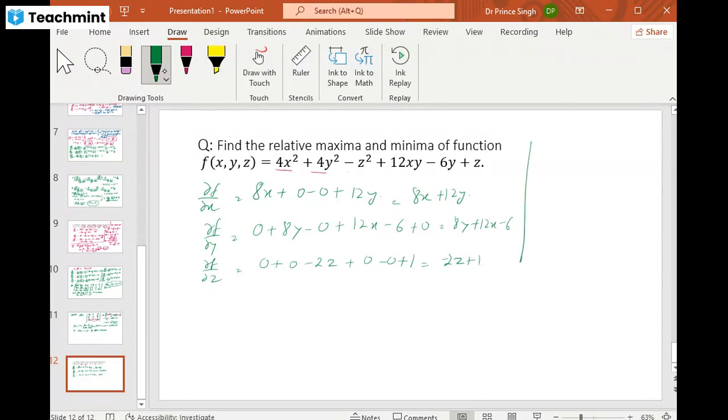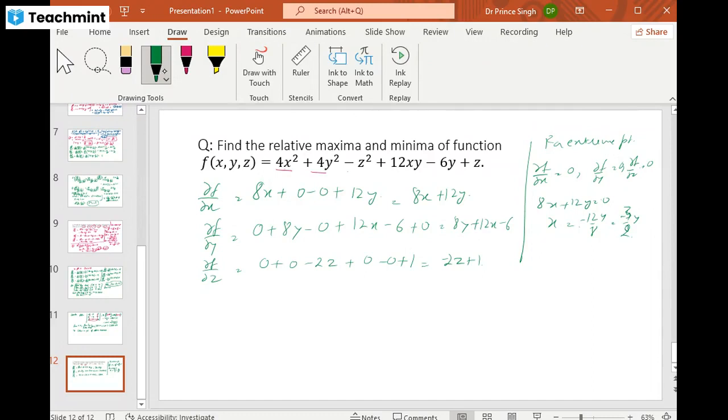So for the extreme point, stationary point, the condition is curly f upon curly x equal to 0, curly f upon curly y equal to 0, and curly f upon curly z equal to 0. So it will give us 8x plus 12y equal to 0. So what is x? Minus 12y by 8. So minus 3 by 2y.